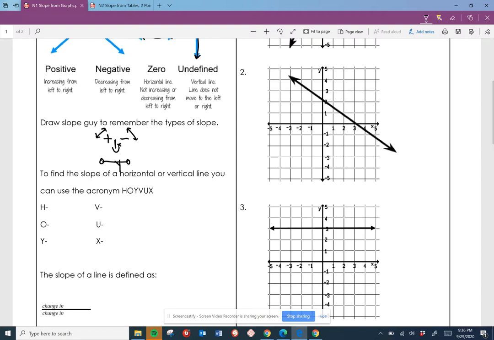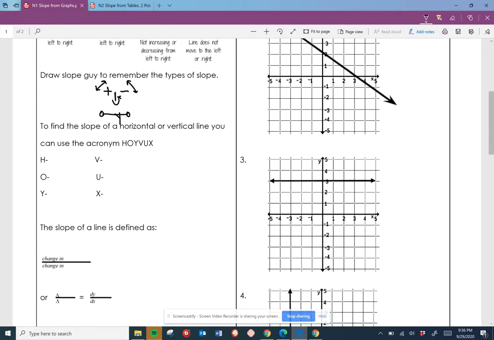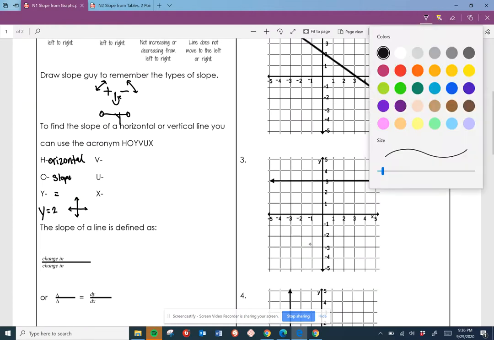We can also use the acronym HOI-VUX to remember about the horizontal and vertical lines, okay? The H stands for horizontal. The O stands for zero slope, okay? So horizontal lines have zero slope, and we write those equations Y equals, okay? So an equation like, say, Y equals 2 will be a horizontal line at 2. So that would be a line that looked like that, okay?